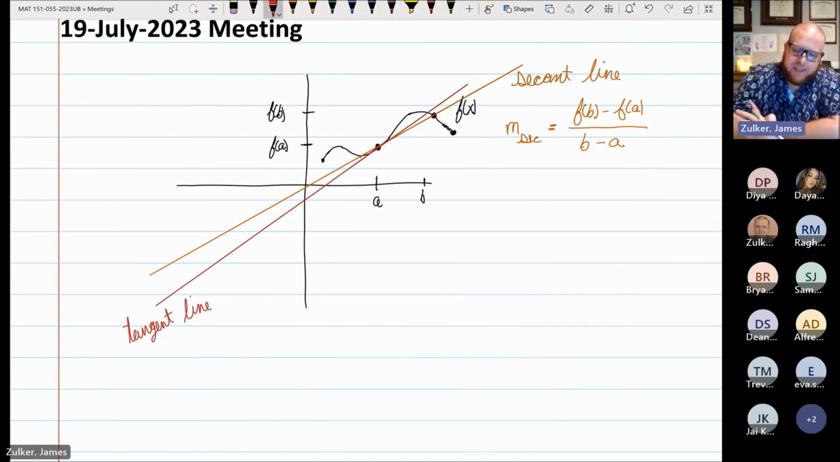Right? And the idea of what we're doing is we're taking the secant line through the points A and B, and we're just going to move the point B closer and closer and closer to A. Now we're going to do the same thing on the other side, right? So we'll have another secant line. We'll move that point closer and closer to A, which is a limit.